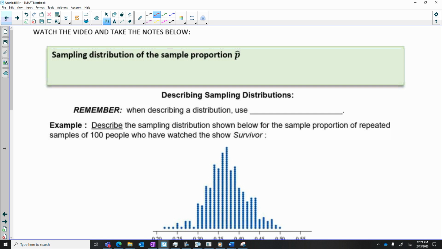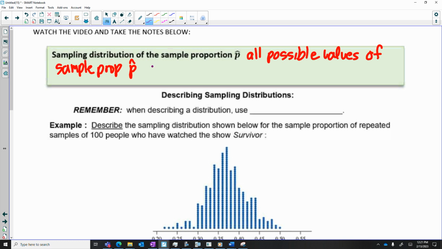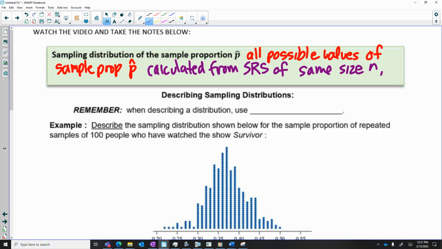So we've talked about it now for the last few days. It's all possible values of the sample proportion p hat calculated from simple random samples of the same size and taken from the same population.